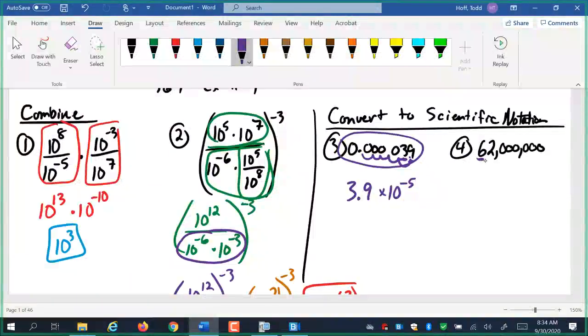Here, the first non-zero digit is the 6, so we're going to put the decimal point after that, so it'll be 6.2. It started out here, so it went 1, 2, 3, 4, 5, 6, 7 places. That is a large number, so that is 10 to the positive 7. Any questions on those?